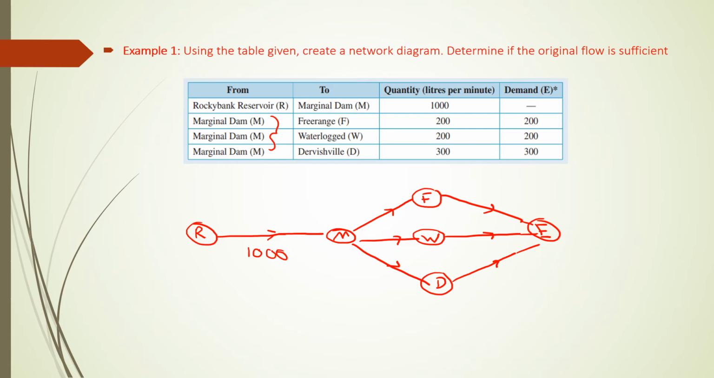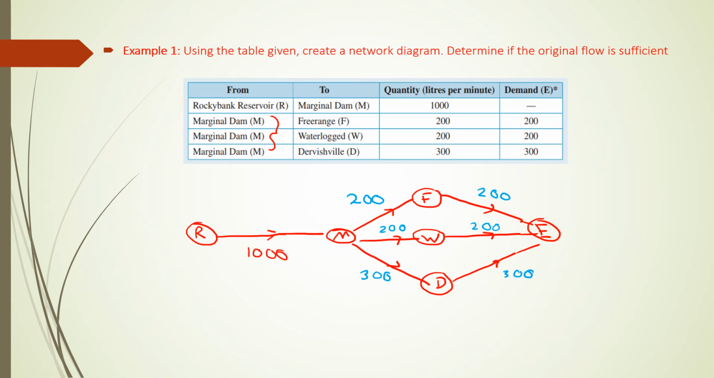All right, so now I need to put the quantities here. From the Marginal Dam to Free Range, the quantity that we can see is 200. And because that's also the same to E, we'll put that on here. From the Marginal Dam to Waterlogged is also 200. And lucky last, from the Marginal Dam to Dervishville. So that's my first part. I've set up my network diagram.